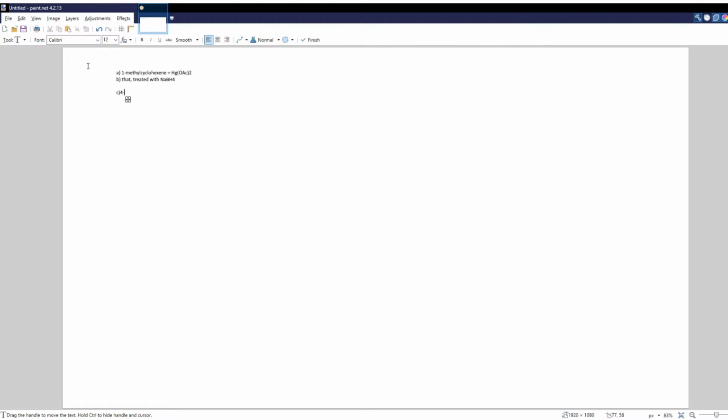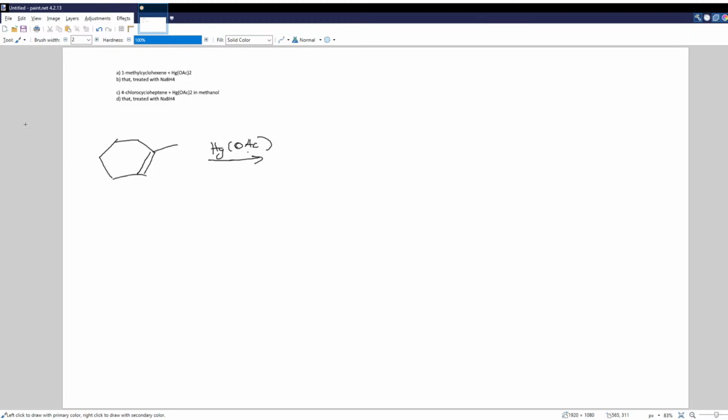So for heptene. Oh god, a heptene. I can't draw those. Hg(OAc)2 in ethanol, treated with NaBH4. Okay, so let's do it. 1-methylcyclohexene. Bam, bam, bam, bam, bam. Bam. Plus HgOAc. Let's see if I can do this in my head.